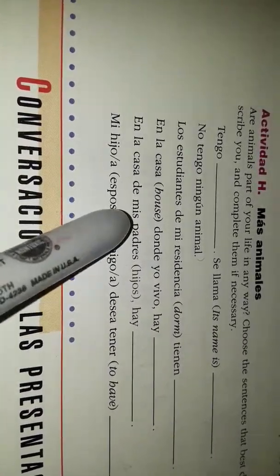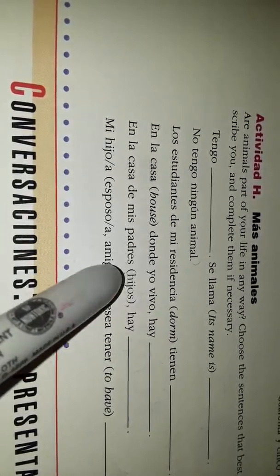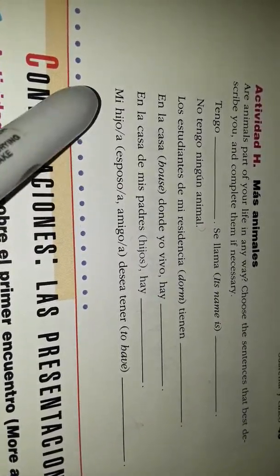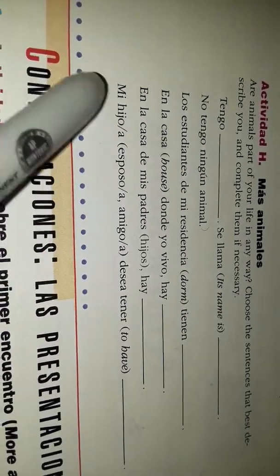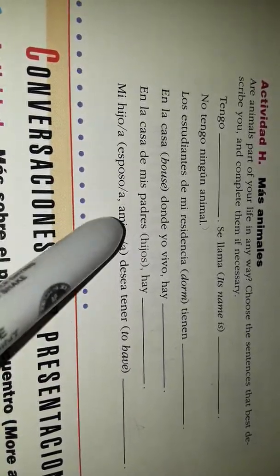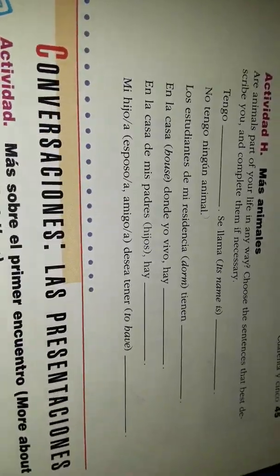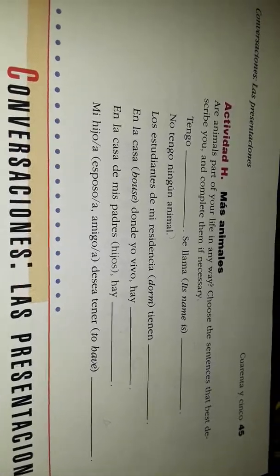En la casa de mis padres, hijos, whatever animals are there. In the house of my parents, there is XYZ. Mi esposa o mi hijo or hija, esposa o amigo, whatever, desea tener. Desea is desire. Mi hijo or husband or friend, they desire to have a what? A dog, a cat, a bird. That's just for you to practice. So I would use that for you to practice, okay?